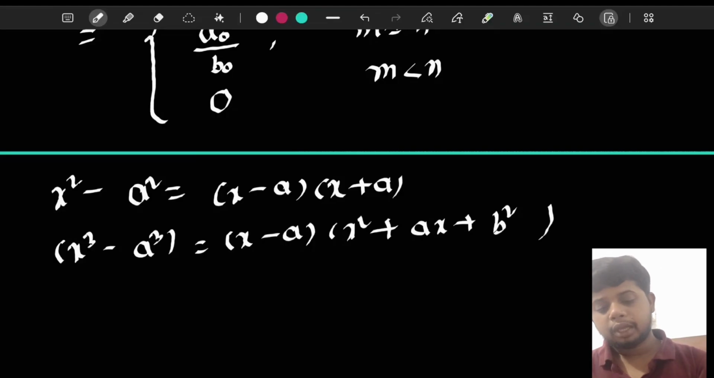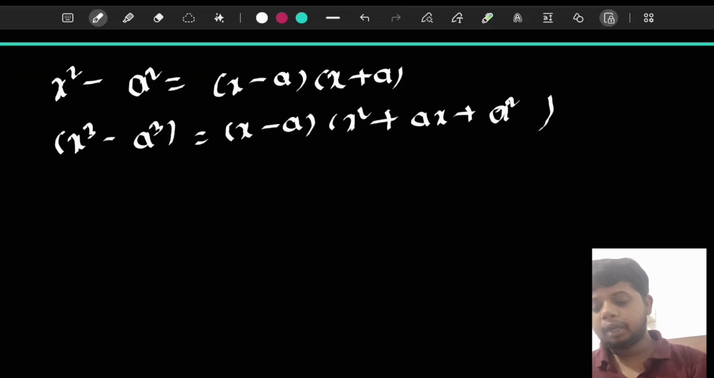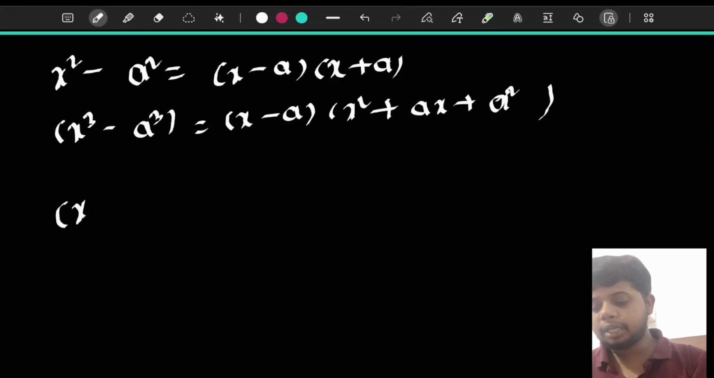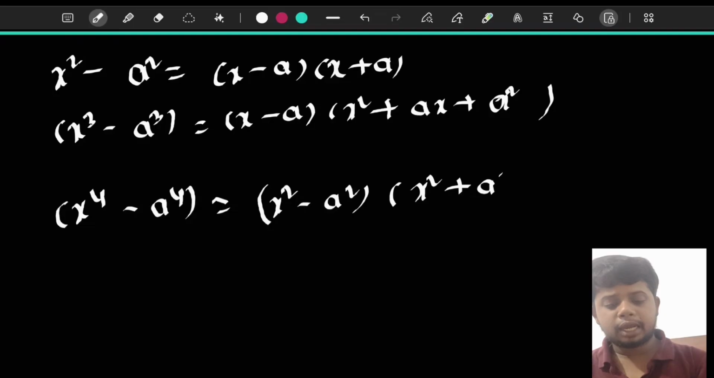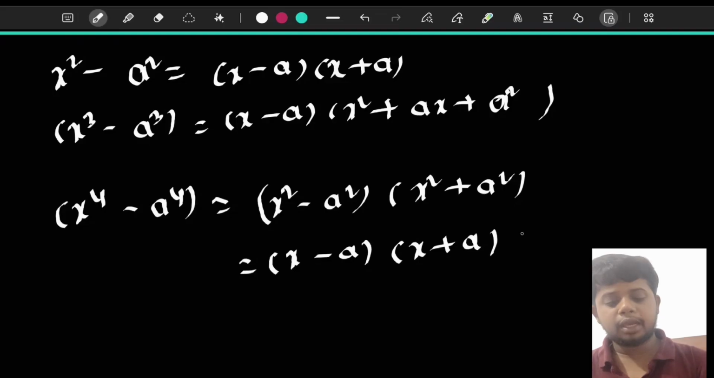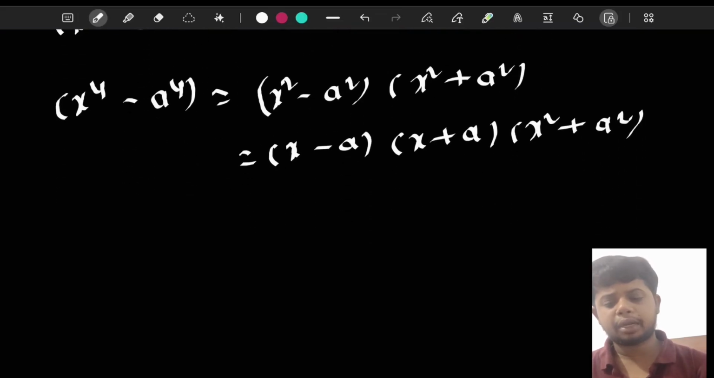You are correct. x square plus ax plus a square. Correct. Now let's study x power 4 minus a power 4. Can you tell me what is the formula? x square minus a square into x square plus a square. Yes. Now this will eventually become x minus a into x plus a, and here will come x square plus a square. Yes, you are correct.